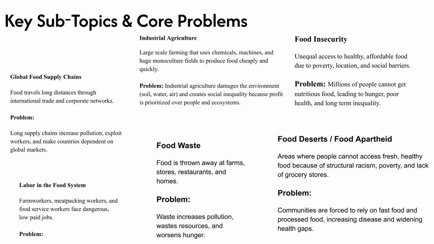Food deserts or food apartheid. Food deserts are areas where people cannot access fresh, healthy food because of structural racism, poverty, and lack of grocery stores. This forces communities to rely on fast food and processed foods, increasing disease and widening health gaps. But reliance on markets is often underfunded and overshadowed by industrial agriculture.